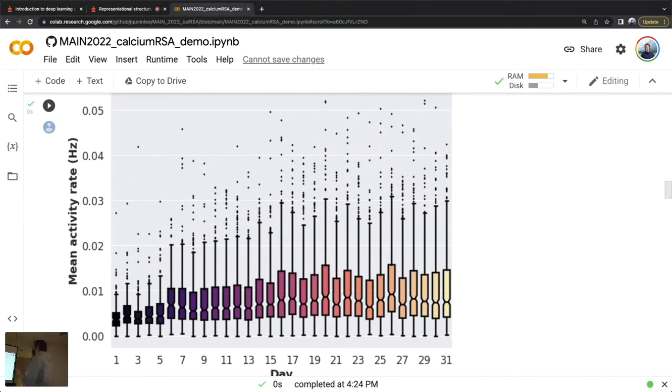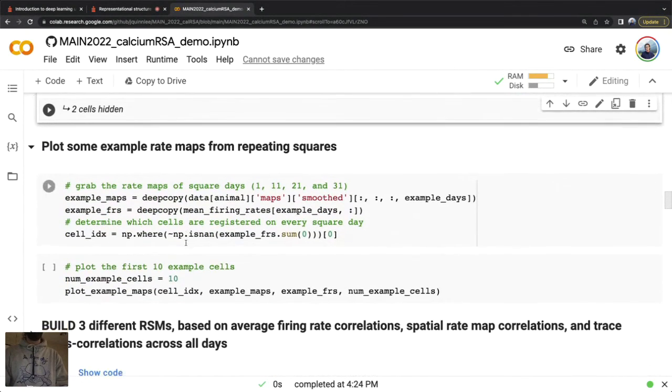But you can see that this is a very heavy-tailed distribution, right? So like Giuseppe was talking about earlier, most pyramidal principal neurons in CA1 are quiet a lot of the time. Then you get these moments of high firing rates. So this is kind of what you expect, this sort of heavy-tailed distribution across days.